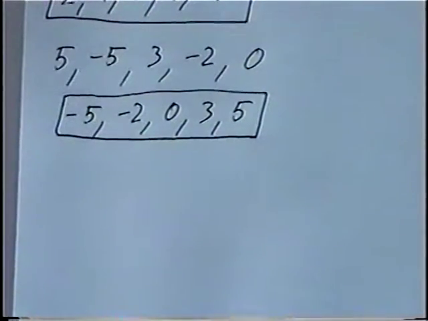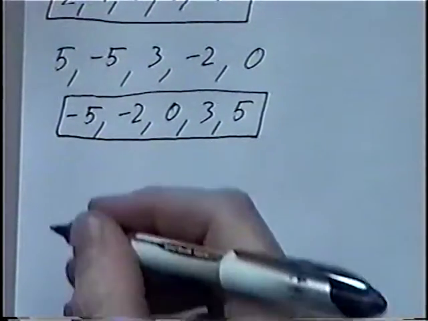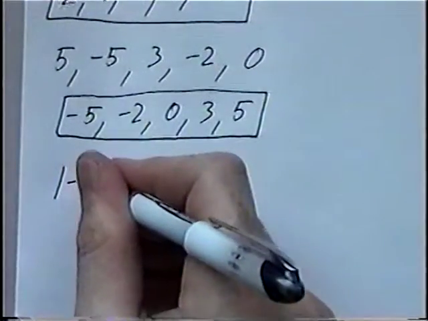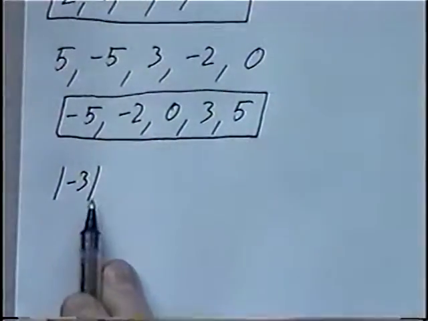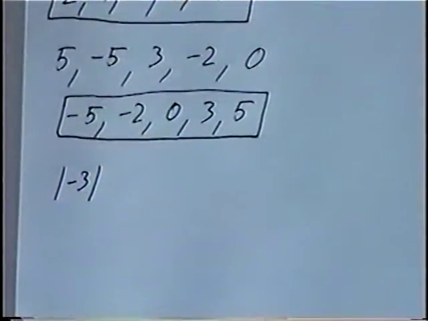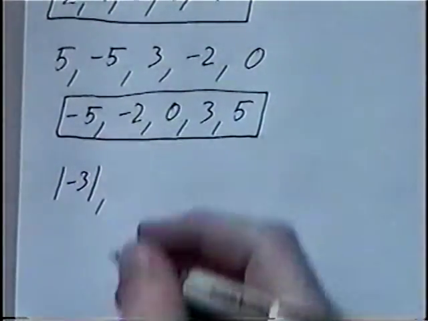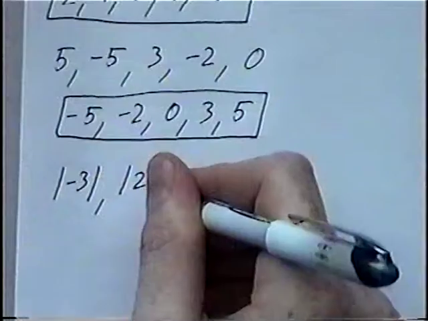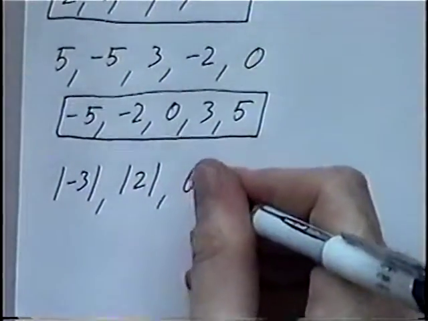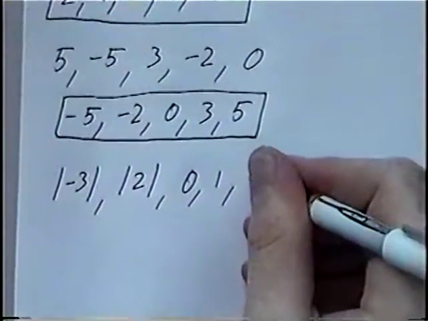Next question, and last question for this section. We have the absolute value of -3. Absolute value is 2 vertical lines around the number. Next number is the absolute value of 2, 0, 1, and 4.